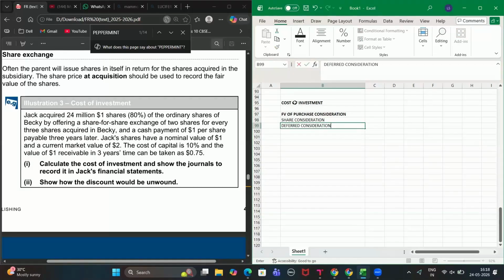Deferred consideration. Okay. So coming on to share consideration, tell me how many shares are we acquiring? How many shares of Becky are we acquiring? That is 24 million, right?